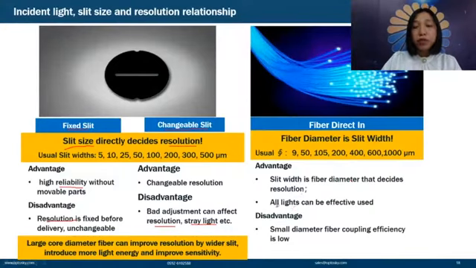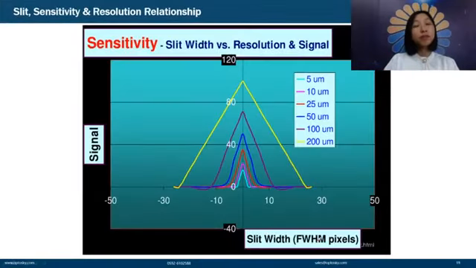However, all light can be effectively used. However, the disadvantage is with a smaller diameter like 9, the fiber coupling efficiency is relatively low. This picture also shows the relationship of slit width, sensitivity and resolution.